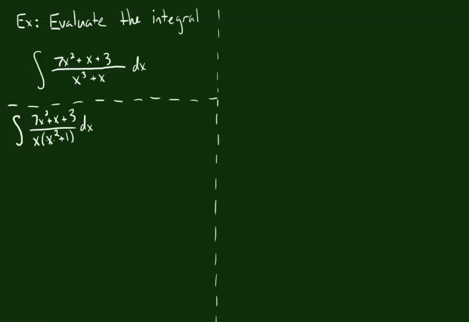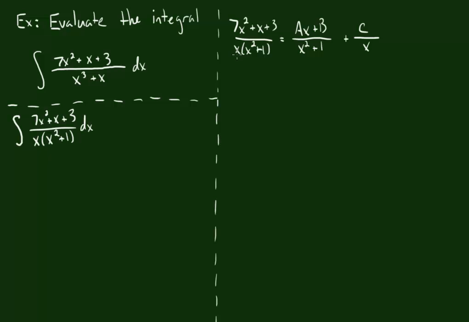Since the denominator can be broken up into two factors like this, and one is a quadratic, one is just a linear factor, we know that this 7x squared plus x plus 3 all over x times x squared plus 1 is going to be equal to some linear factor, ax plus b, all over x squared plus 1, plus some constant c over x. This is the partial fractions decomposition of this particular rational function. So we just have to decide what a, b, and c need to be.